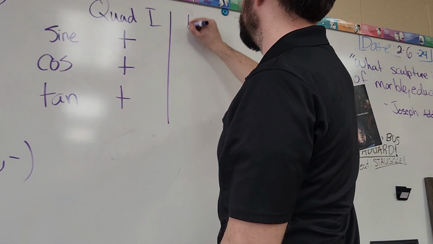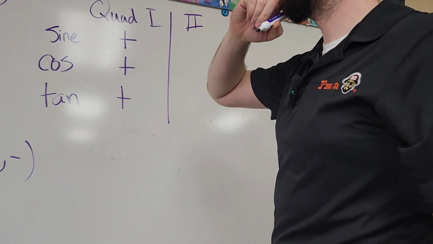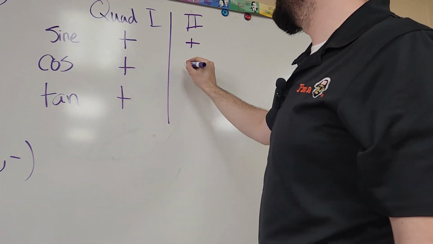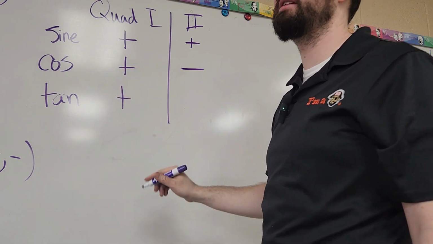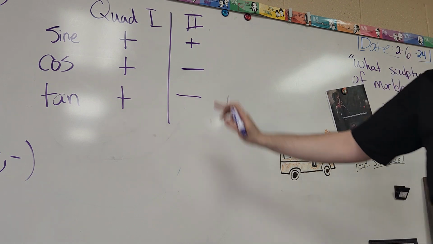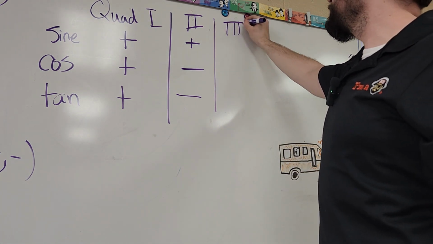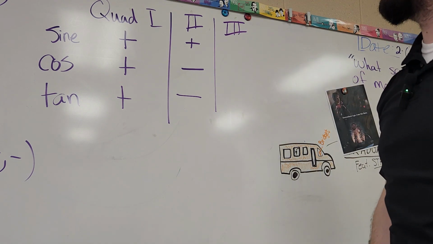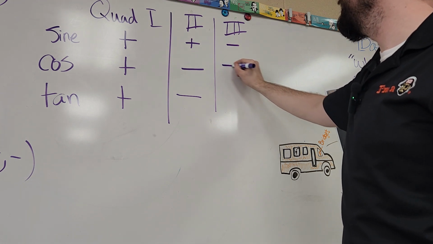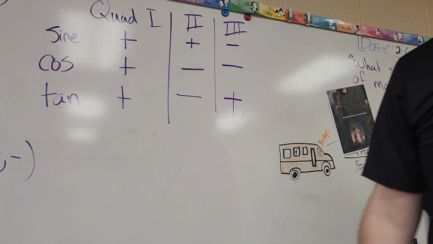What about quadrant 2? What's sine in quadrant 2? Positive. What's cosine? Negative. So what's tangent going to be? Negative, because you're dividing your sine and your cosine. What about 3? It's negative, negative, positive, right? Because a negative divided by negative is positive.